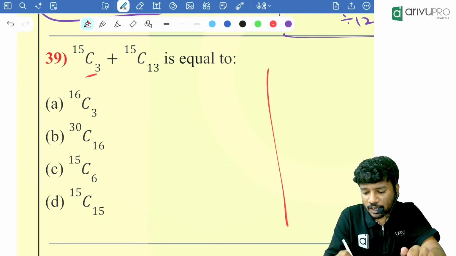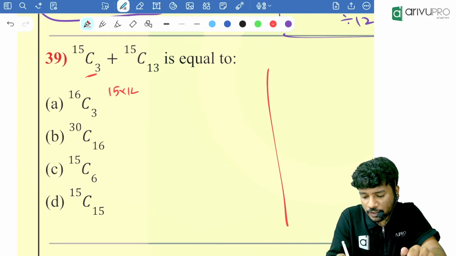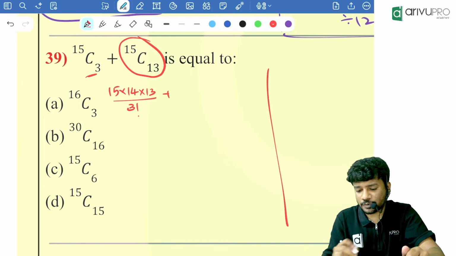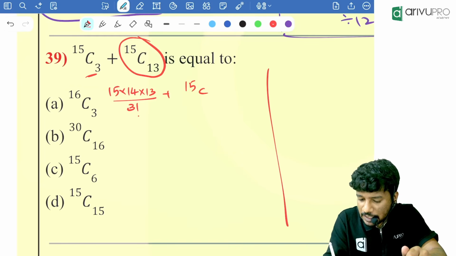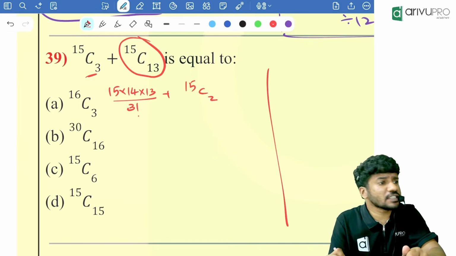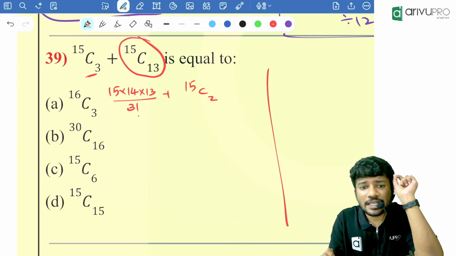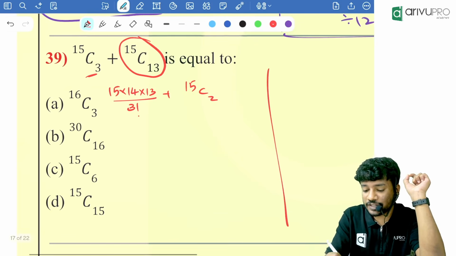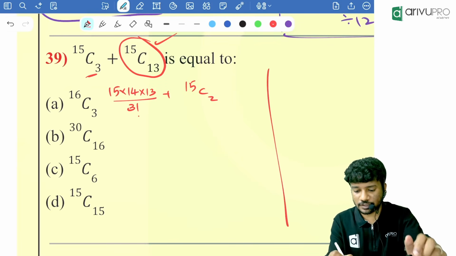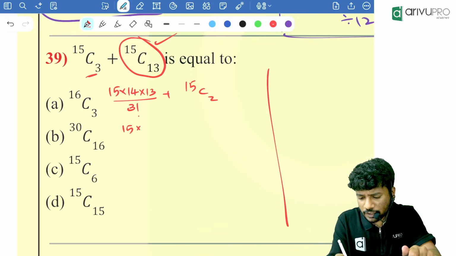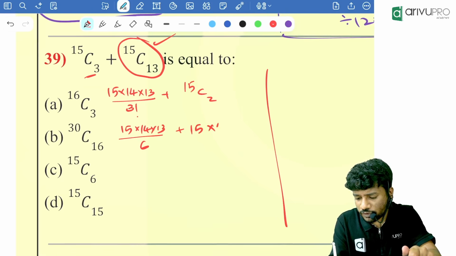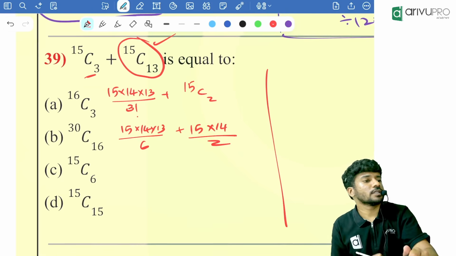So 15C3, how will you write it? 15 into 14 into 13 divided by 3 factorial, plus 15C13 can be written as what? 15C2. nCr is equal to nC(n-r), so 15C13 can be written as 15C2. So you will write it as 15 into 14 into 13 divided by 6 plus 15 into 14 divided by 2.